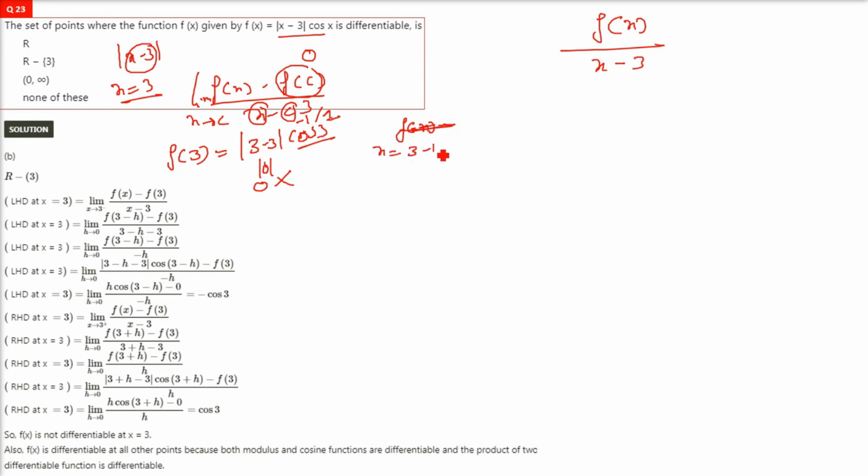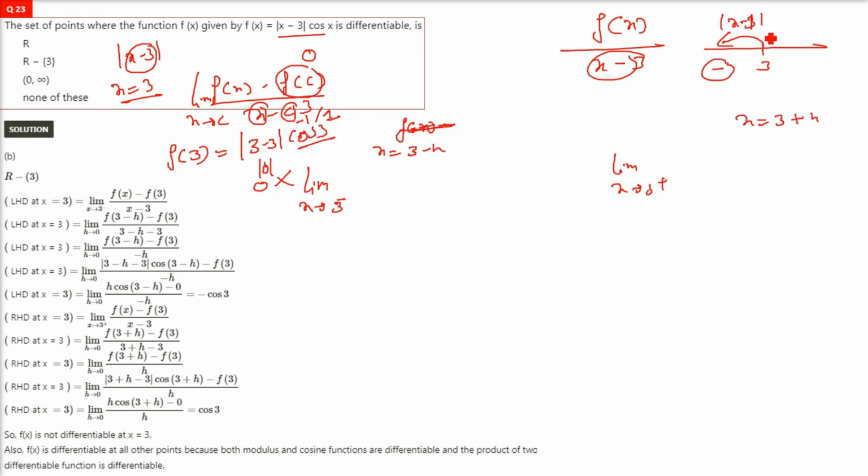So we'll put x as 3 minus h on the left, and x as 3 plus h on the right. So limit x tends to 3 minus, and here you can write limit x tends to 3 plus. This is a modulus, so when you open this modulus, on the left of 3 you will get negative x minus 3. On the right, it is going to be positive x minus 3. You have to open it anyway.